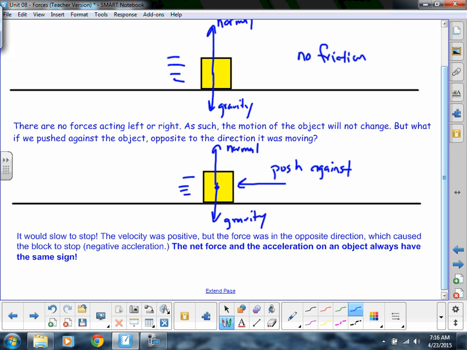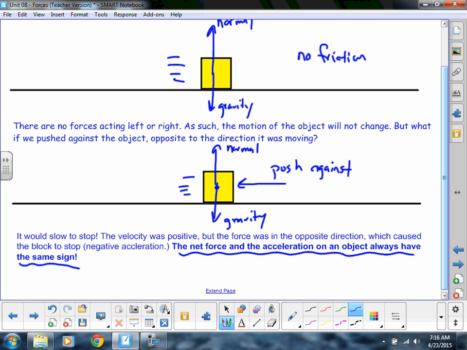The velocity is positive, but the force is in the opposite direction, which causes the block to stop. Okay, negative acceleration. Only negative due to the direction. The net force and the acceleration on the object always have the same sign. We saw this yesterday. Kind of just went by it, thought it was interesting, but that's the reason why the acceleration gets the sign that it does. When an object speeds up, if it's going in the positive direction, the acceleration is positive because that's the direction that there's a force pushing it in. If it's slowing down, it's pushing in the opposite direction, so the signs are opposite.